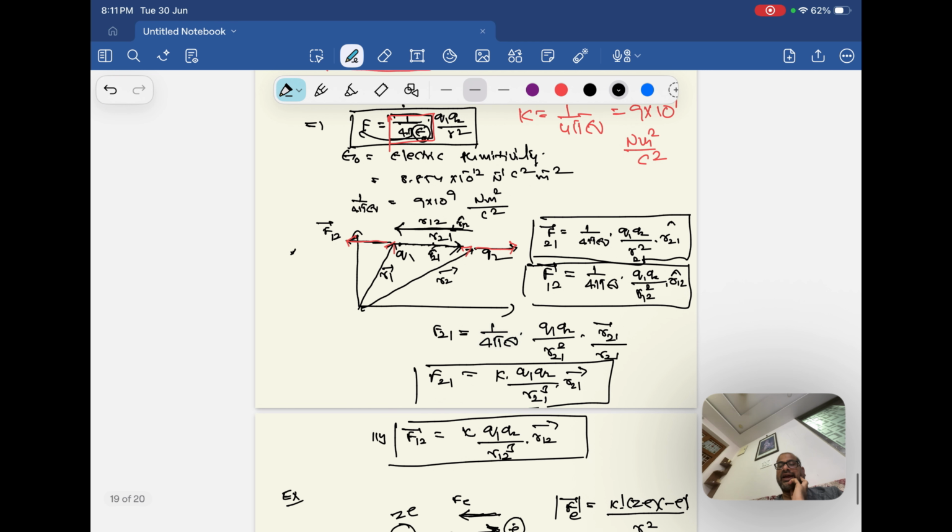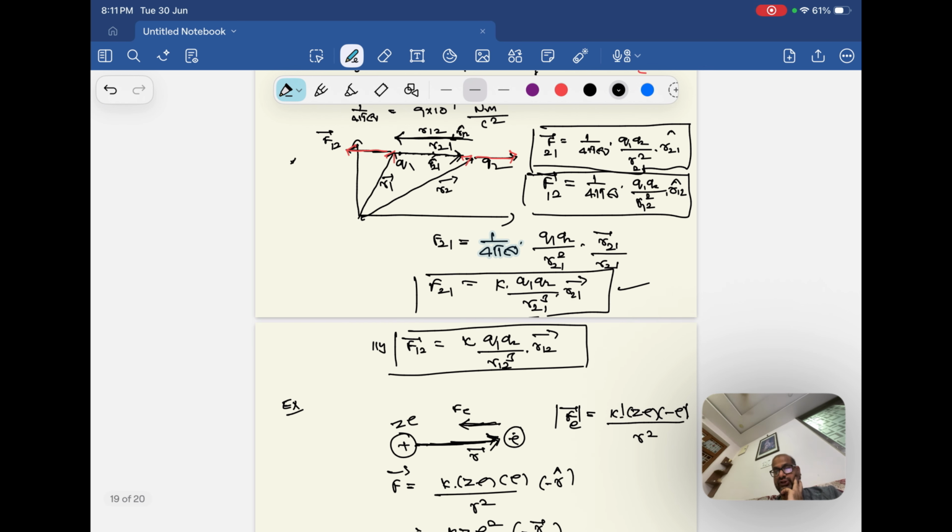And you can write A cap is like A bar by mod A. So R21 cap I can write as R21 bar by mod R21, so this becomes R21 cube. Similarly, you can write it for F12 also. This is Coulomb's law in vector form, and keep in mind, this Coulomb's law is applicable for point charges. If charges are not point charges, what happens? So we use the technique of what?